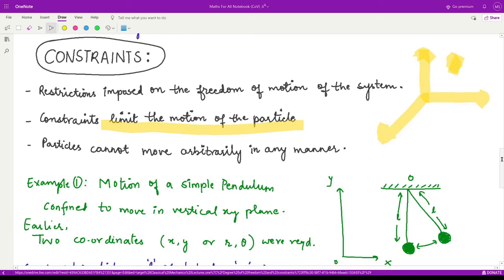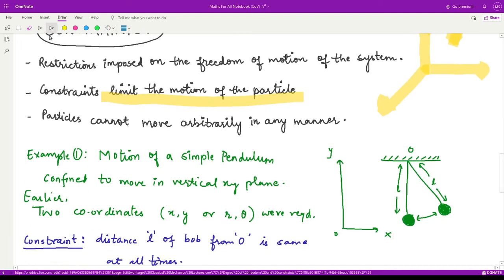So we can see several examples. Suppose we have a simple pendulum with us. A string of length L has been tied to this solid surface at the point O, and a bob here is hanging with this string. Now we have displaced this bob and it has appeared here.